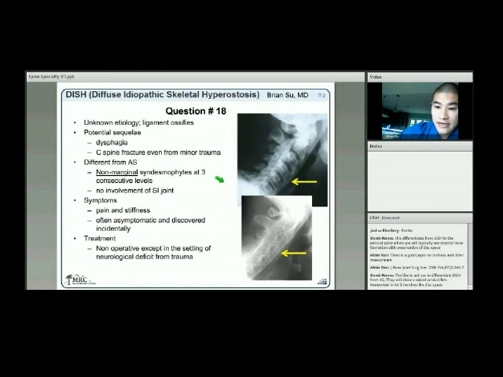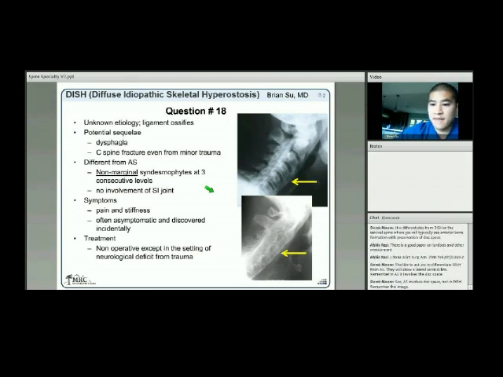How do you differentiate it from AS? They're non-marginal, so these are not on the margin of the disc space. They're outside of the disc space, and they're flowing, and they're at 3 consecutive levels. No involvement of the SI joints. Patients have pain and stiffness. Like I said, definitely discovered incidentally often. In general, do not treat these patients with surgery unless, once again, they have a fracture or progressive neurological deficit.